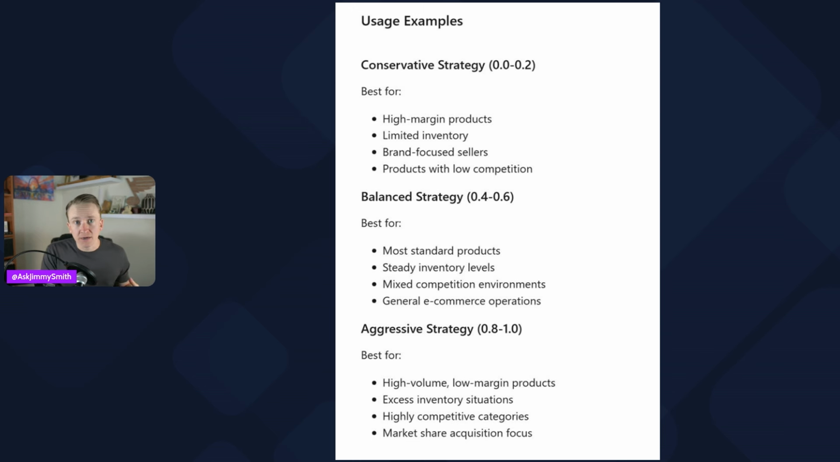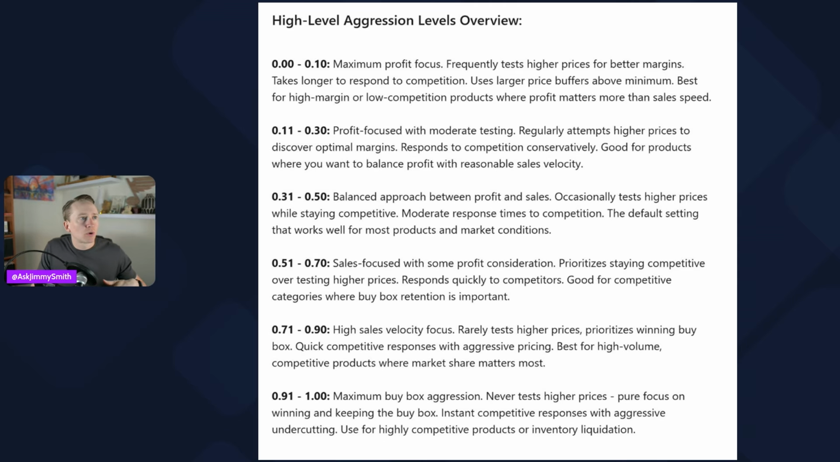And this is going to be much better either if you want to use it for high volume and low margin products, or if you're just trying to get rid of old inventory. That's where I'm going to recommend it. Now, additionally, they've got some more information here on the differences between 0.0 to 0.1 and then 0.11 to 0.30. So you can really see all of the different use cases for how you want this aggression slider set up. So you've got maximum profit focused, you've got profit focused with moderate testing. And so if you want it to be above the buy box situation, typically that 0.0 to 0.1 is going to be best.